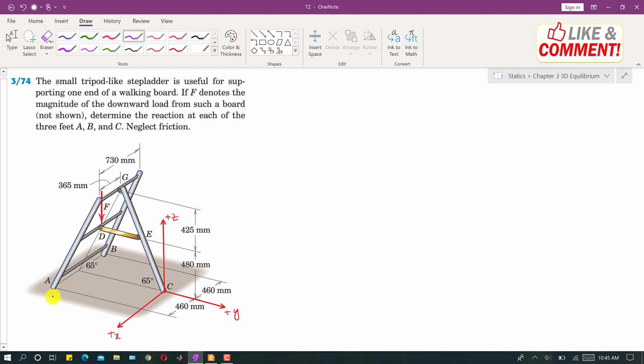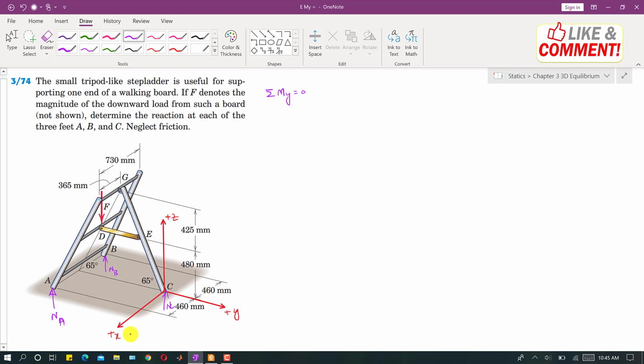So we will have 3 reactions. One reaction will be at this point, so this will be NA and it will be acting vertically upward. Here we will have NB and here we will have NC, right? So this will be NC. So first I will apply the summation of moment about y equal to 0, right?